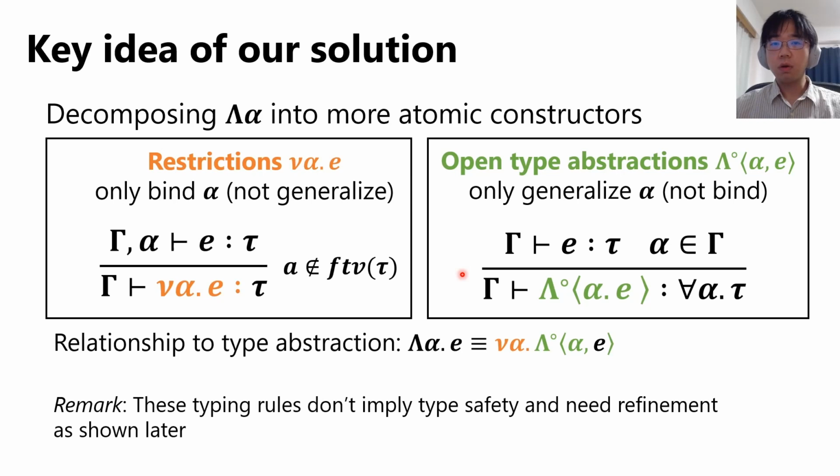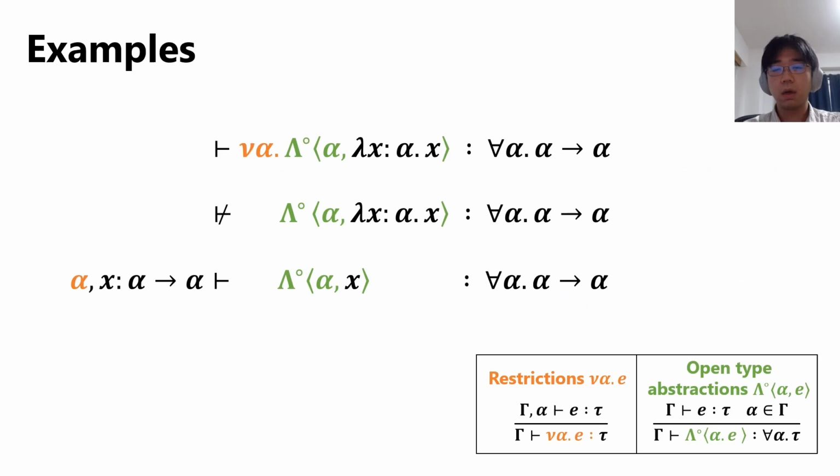By contrast, the typing rule for open type abstractions doesn't introduce any type variables. Instead, it requires the generalized type variable alpha to be in the context. And then it assigns a polymorphic type obtained by generalizing alpha to the open type abstraction. So we can find that restrictions only bind and open type abstractions only generalize type variables. But these two constructors just separate the two roles of type abstractions, so the ordinary type abstraction can be expressed by combining restrictions and open type abstractions. In this encoding, the restriction first introduces a type variable alpha, then the open type abstraction generalizes it to assign the polymorphic type.